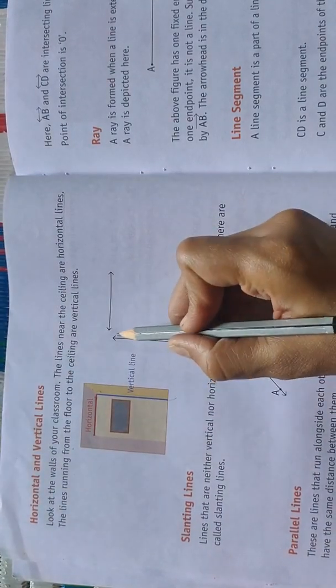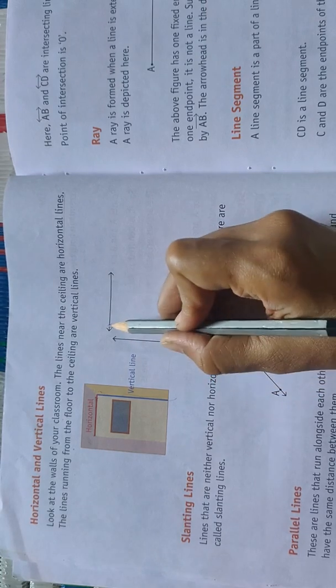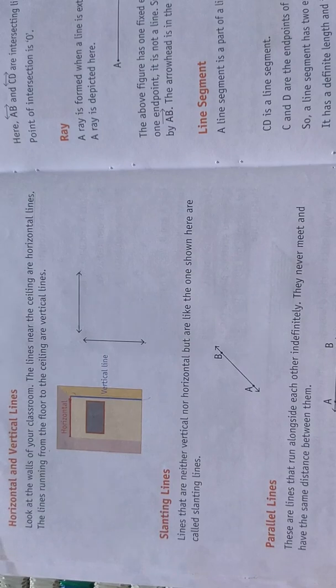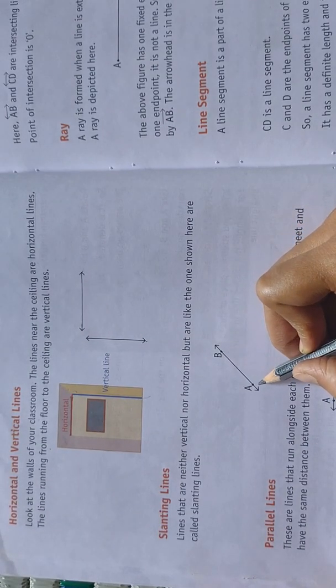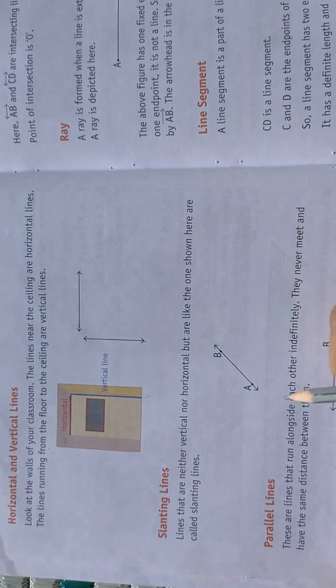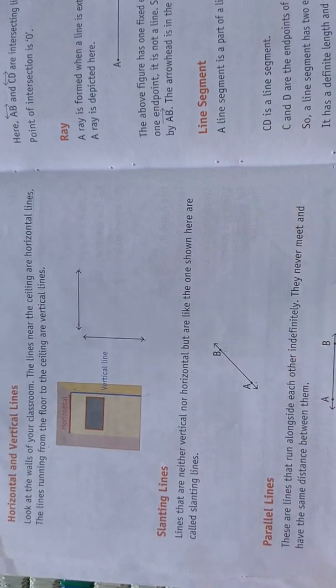So vertical line is your standing straight line and horizontal is your sleeping straight line. A slanting line, that is neither vertical nor horizontal, is your slant line. So your slant line AB is given.